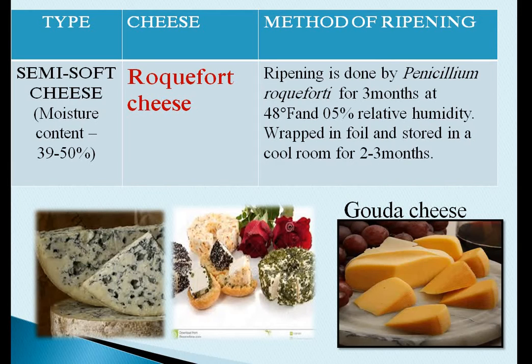So semi-soft cheese, the moisture content is 39 to 50%. Cheese type is the Roquefort cheese and method of ripening is done by Penicillium roqueforti for 3 months at 48 degrees Fahrenheit and 95% relative humidity. Wrapped in foil and stored in a cool room for 2 to 3 months.